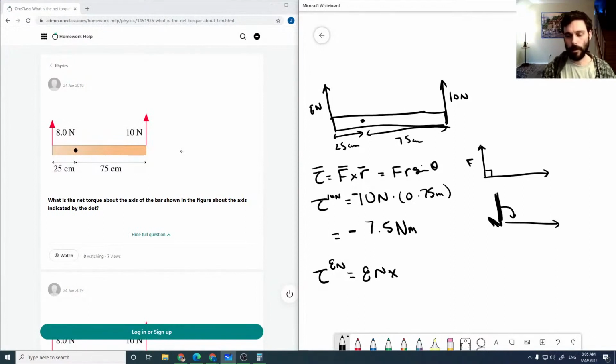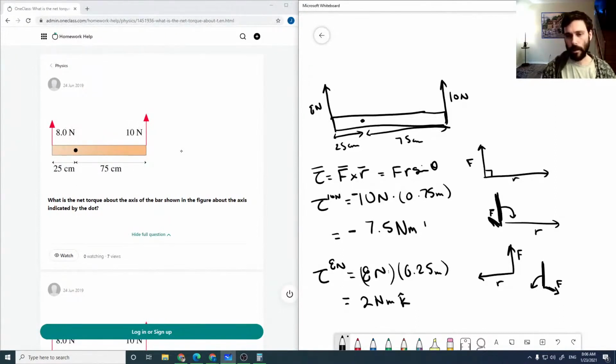So our torque due to our 8 Newton force is 8 newtons cross with our R, so times our 0.25 meters. And again, we have our force, we have our R vector, and we use the right hand rule by pointing our fingers in the direction of the force, our palm in the direction that goes towards R, and our thumb points in the direction of the torque. And in this case, it's out of the page, which I'm defining as a positive torque. So this is 2 Newton meters.